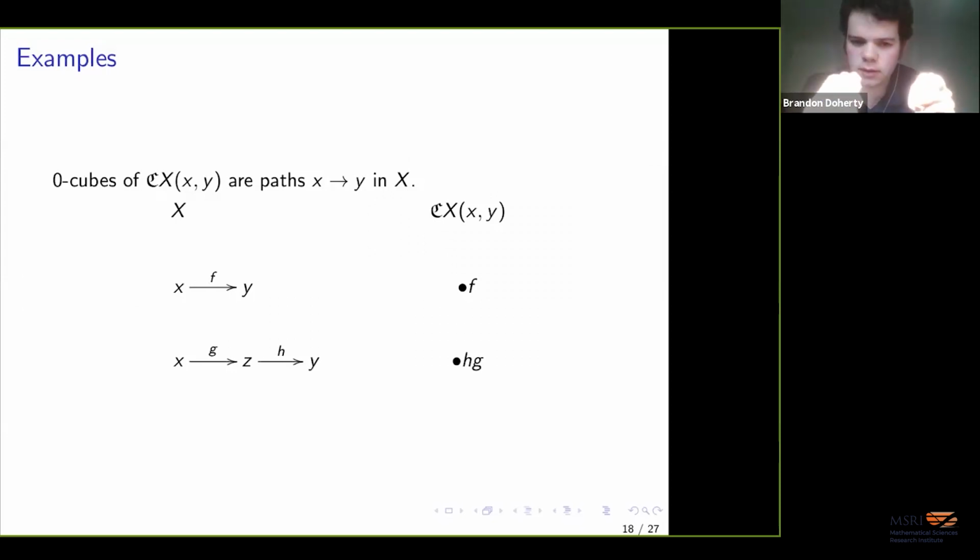On the other hand, if we have a path consisting of two edges, g from x to z and h from z to y, then that corresponds to a vertex in the mapping space from x to y, which you write as hg, writing composition from right to left. And this is, in fact, the composite of the vertices that correspond to those two edges.